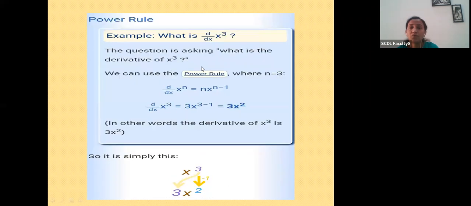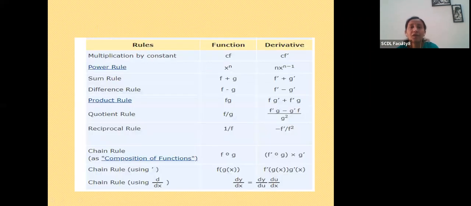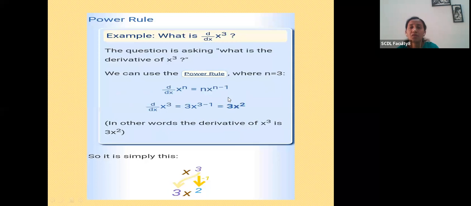In that power rule, what are we saying? x raised to n. You can see again, I already gave one example on this, x square, I told you. So in this power rule, what is mentioned? d by dx of x raised to n is nx raised to n minus 1. This way we make the derivative of the given function. Now here it is x cube.